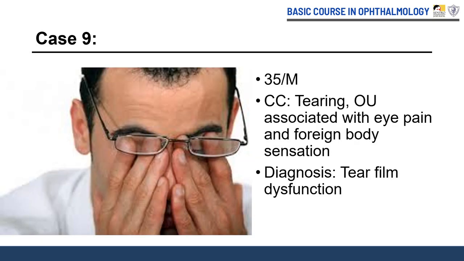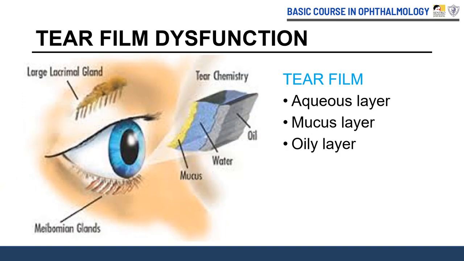Case 9 is a 35-year-old male who consulted for tearing of both eyes associated with eye pain and foreign body sensation. A diagnosis of tear film dysfunction was made. Tear film dysfunction or dry eye syndrome is a common and complex condition affecting the ocular surface. The health and normal functioning of the ocular surface is dependent on a stable and sufficient tear film.